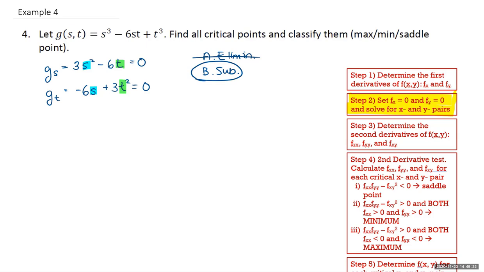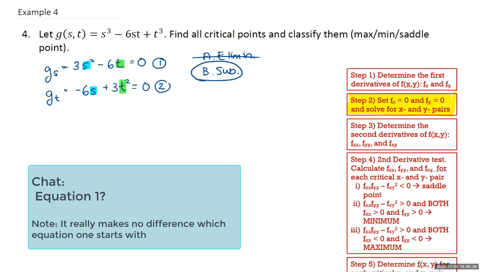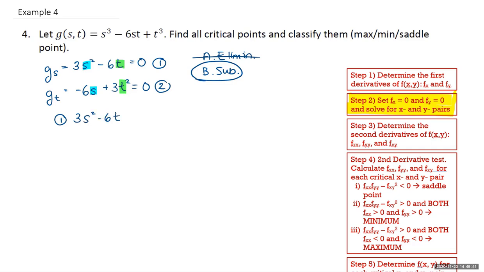So using substitution, do we want to start with equation 1 or equation 2? Which one do you guys want to start with? Let's start with equation 1. Sure. So equation 1, I have 3s squared minus 6t is equal to 0. I'm going to isolate one of the variables. It's going to be easier to isolate t as it doesn't have an exponent. So I'm going to move 6t over to the other side. I get 3s squared is equal to 6t. Now my aim is to isolate t, so I'm going to get rid of the coefficient 6 by dividing both sides by 6. I get 0.5s squared is equal to t.